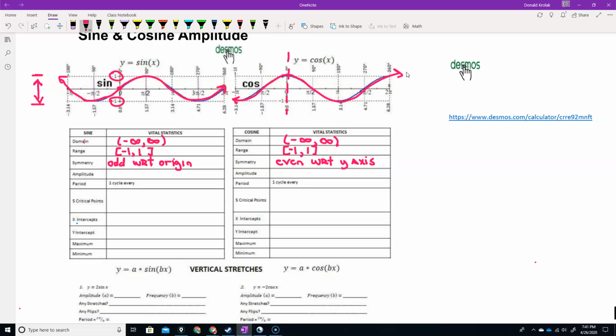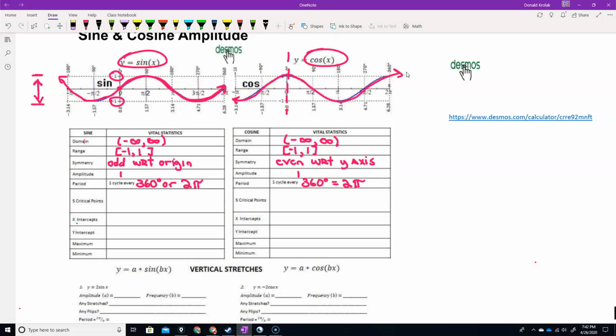All right, the amplitude. Well, if there's no numbers on this graph, they're just plain sine and just plain cosine, the amplitude was 1. And this cycle repeats every 2 pi units or 360 degrees. So we could say that the period is 360 degrees, or we could say it's 2 pi. And the same thing is true for cosine. They both have the same period. They're going to repeat over the same distance.